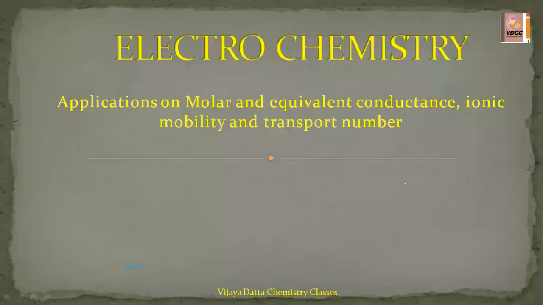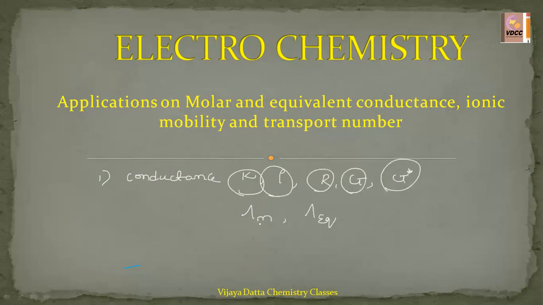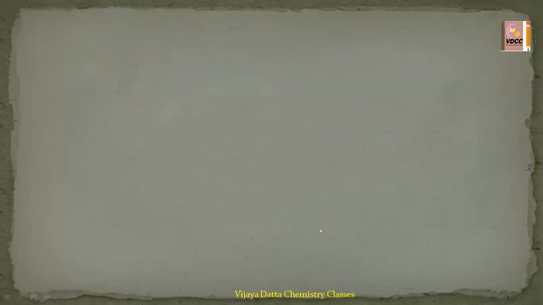Hello everyone. In the last video, we went through molar and equivalent conductances. We learned conductance, which means kappa, rho, resistance, conductance, cell constant, molar conductance, and equivalent conductance. All these we learned in the previous video. Now, the applications of these molar and equivalent conductances we are going to learn in this video. Okay, let us start our today's session.